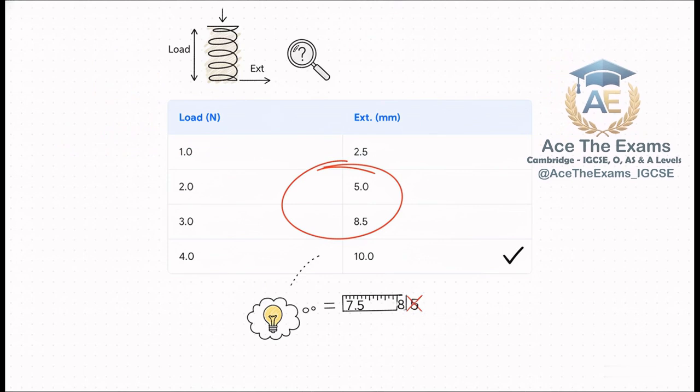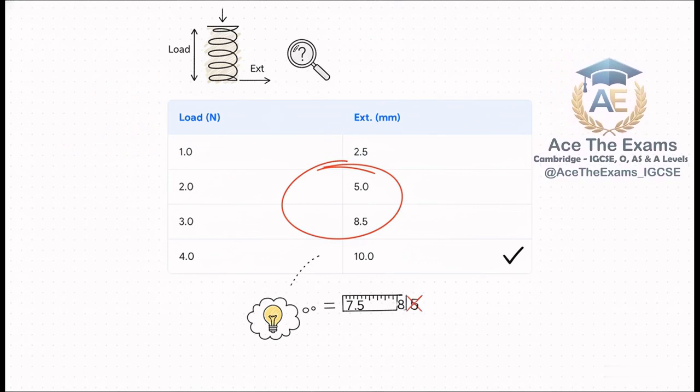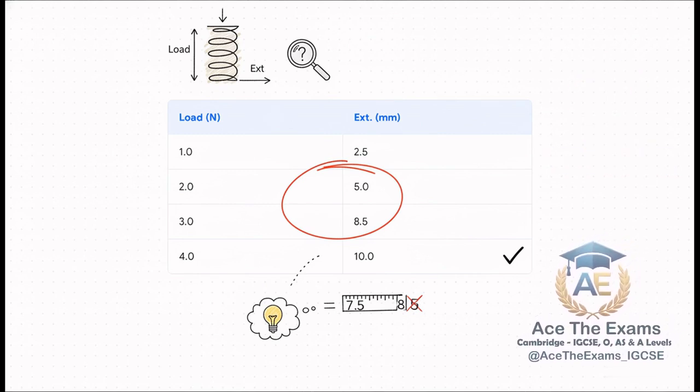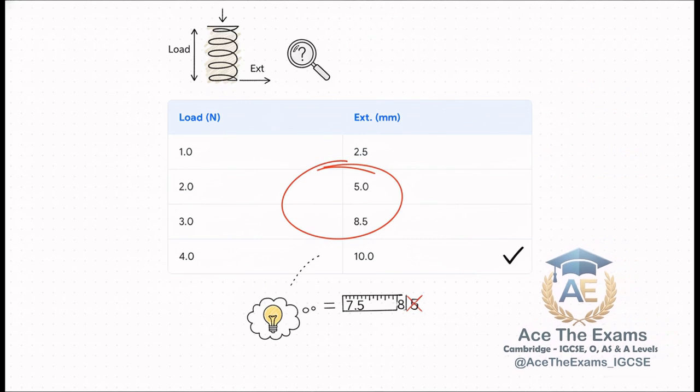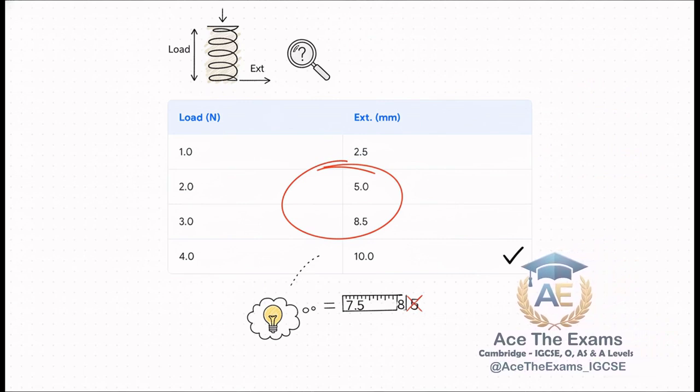Let's walk through it. Look at 1 newton. The extension is 2.5. At 2 newtons, it doubles to 5.0. Perfectly logical, right? So following Hooke's law of direct proportionality, at 3 newtons, it absolutely should be 7.5 millimeters. But wait, the table says 8.5. Bam, there is your anomaly.